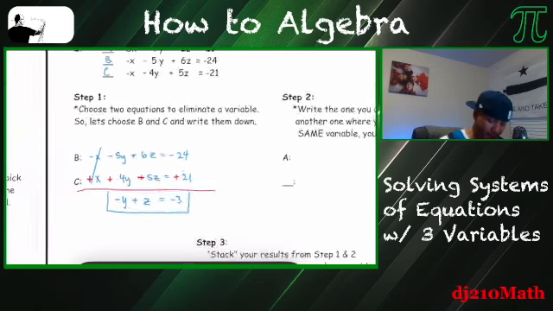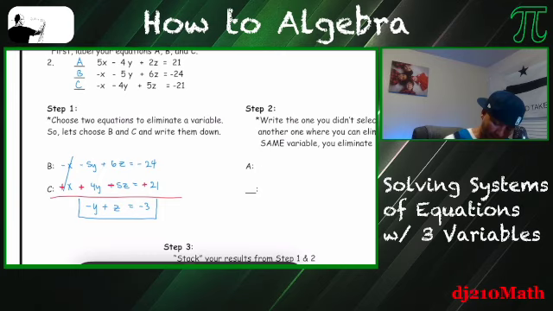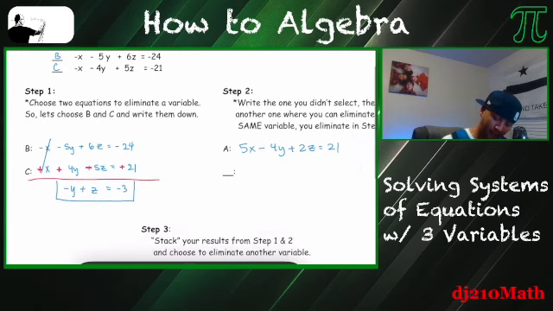Now, because we chose B and C, I have to choose A, right? The one that wasn't chosen. So 5x minus 4y plus 2z equals 21. If you have to, pause the video and process what I'm saying. Okay, I had to choose A. So now I have to choose between B and C because I need x's to disappear. So which one? It truly doesn't matter, but C has smaller numbers. Let's just do C.